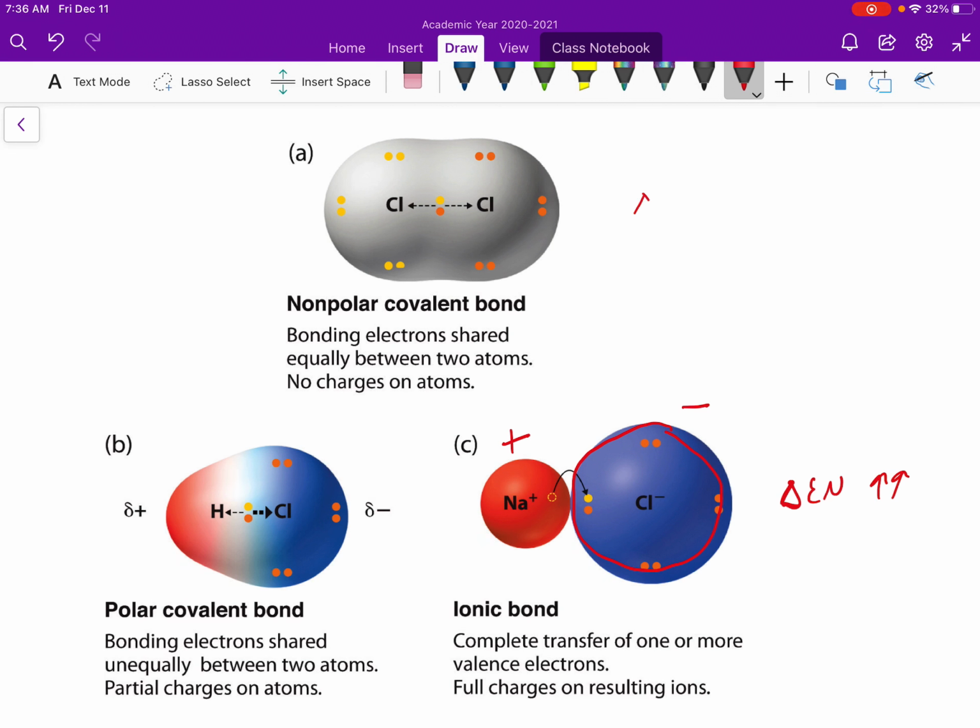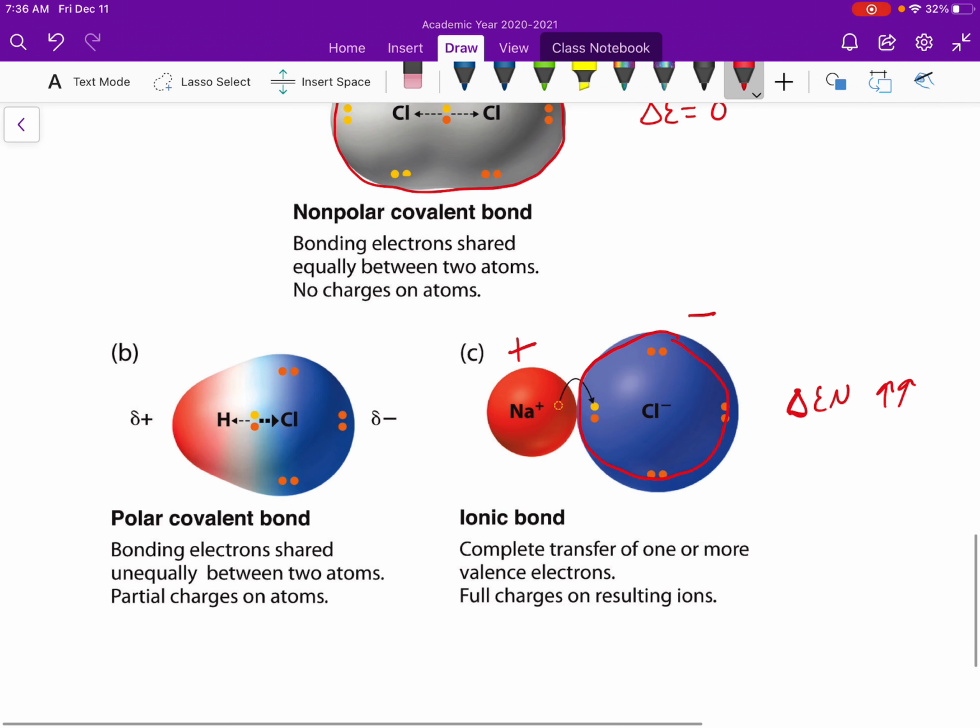Okay. Look at the nonpolar now. Anything with itself is going to have a delta electronegativity of 0, right? So no one is outpulling anyone else. And so what we see is a very equal distribution of electrons around the atoms. And we get no sense of charge whatsoever.